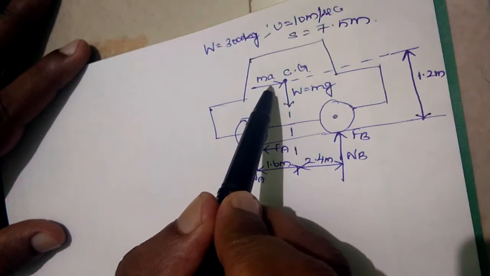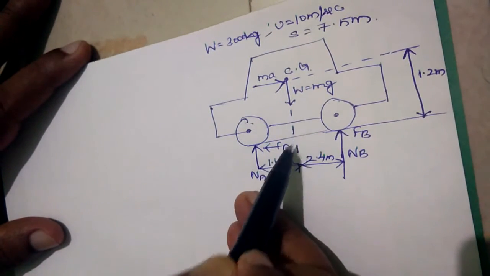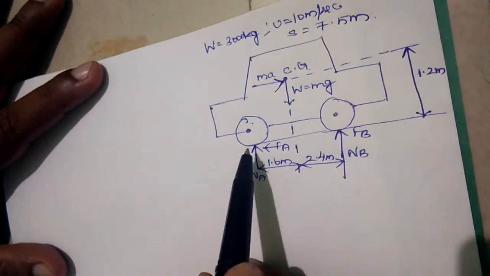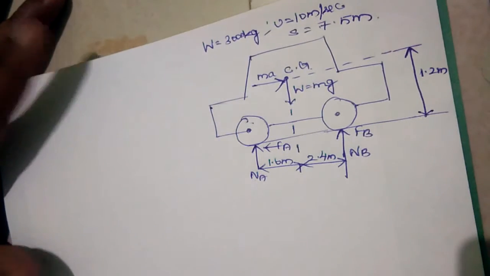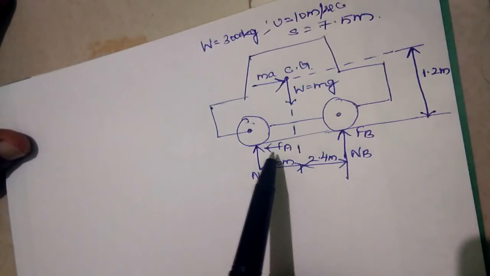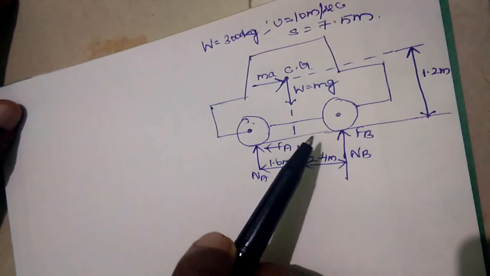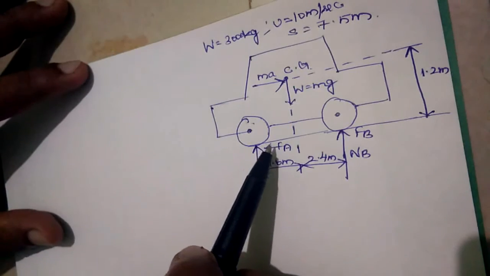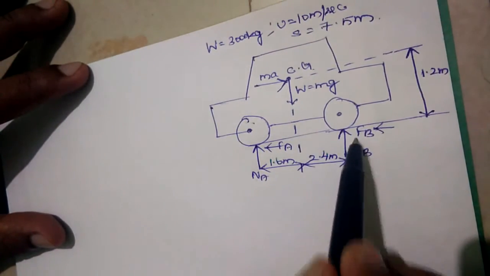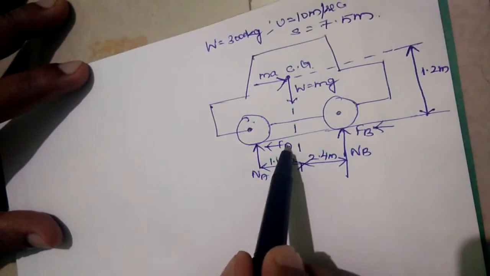MA is the inertial force acting in the opposite direction to the motion of the vehicle. W is the weight of the vehicle acting downward. NA and NB are the normal reaction at the front and rear axle respectively, and FA is the friction force between the tire and the road at the front, and FB is the friction force between the tire and the road at the rear. We need to find NA, NB, FA and FB.